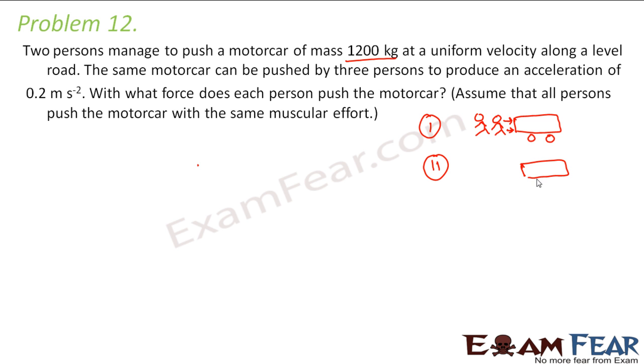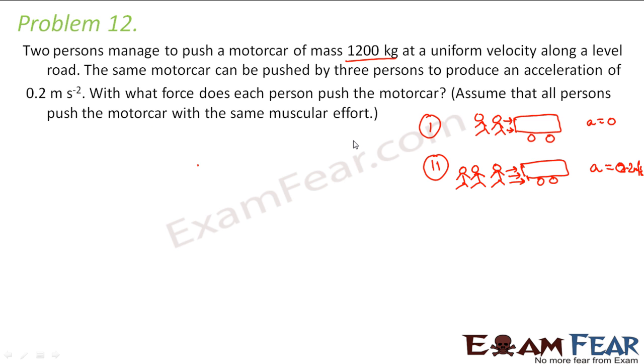The same motor car is now being pushed by 3 persons, right? To produce an acceleration of 0.2 meter per second square. Now in the first case, it was moving with a uniform velocity. That means acceleration was 0. But in this case, when 3 people are trying to push this motor car, the acceleration is 0.2 meter per second square.